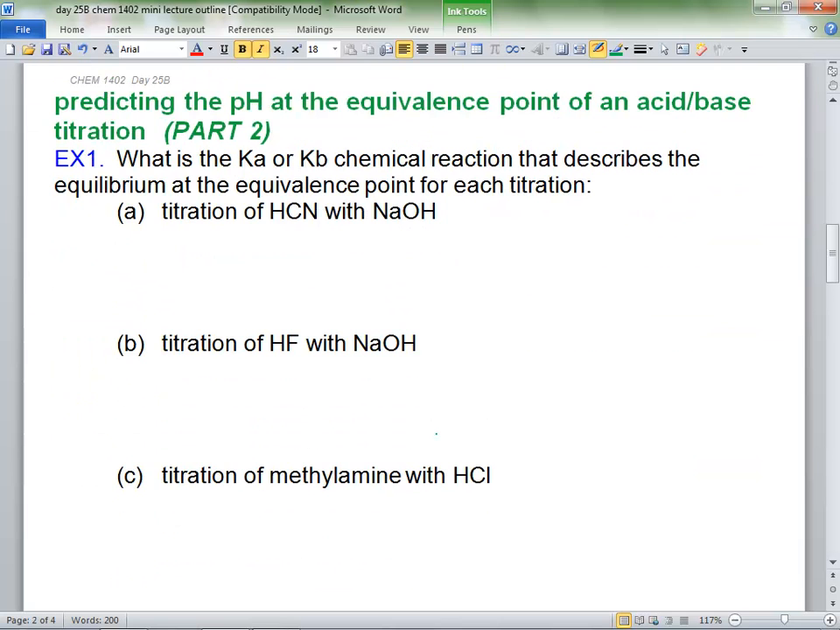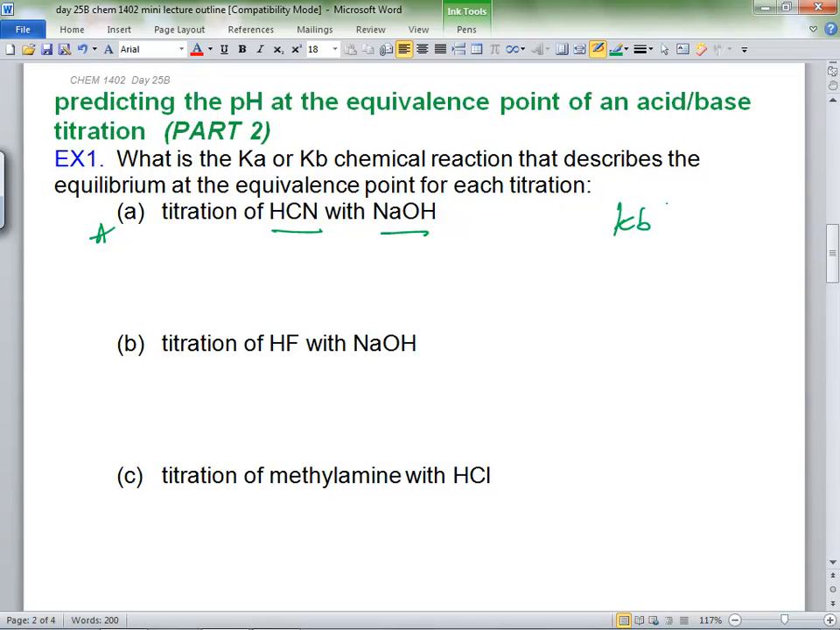So I think this is probably one of the most confusing parts. You're titrating HCN with NaOH, okay? And the question is, what's the Ka or Kb chemical reaction that controls the pH? Right? It describes the equilibrium at the equivalence point for each titration. Ramiro, would it be a Ka or a Kb reaction for A? He says a Kb reaction, right?